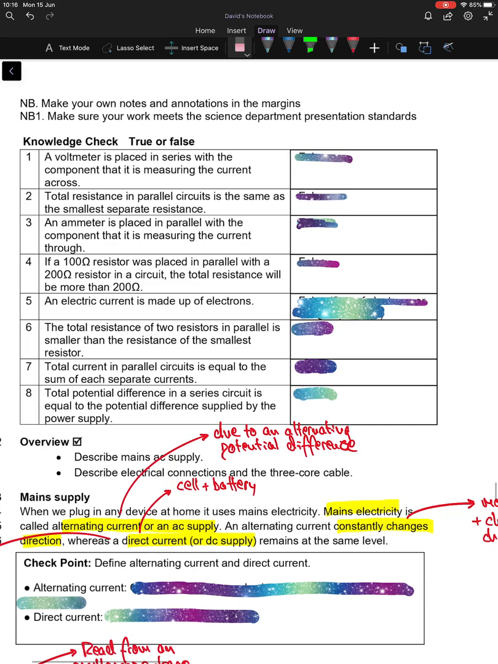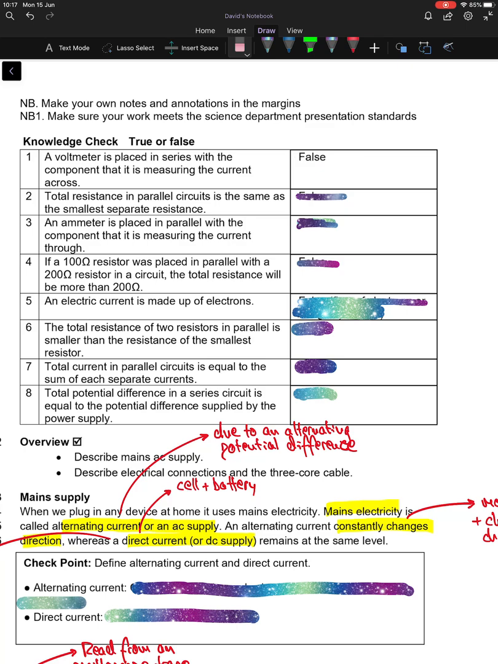Then on the next page, if you could focus on the knowledge check questions to begin with, pause the video and have a go at them and see if you can get them as correct as you can, answering true or false for each of those statements. Right, pause the video and have a go at them now. Right, hopefully you've unpaused the video and we can now go through the answers to these.